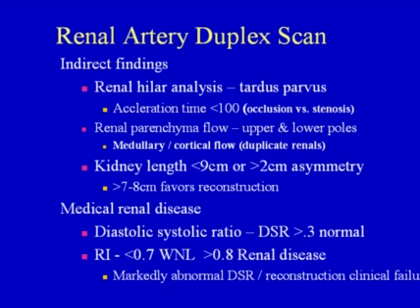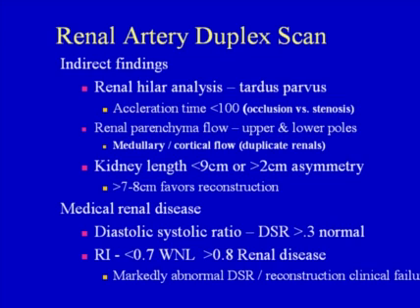Between 8 and 9 is variable depending upon the amount of medical disease present. Now, the identification of medical renal disease is identified by either doing the diastolic systolic ratio or measuring the resistive index. A DSR of greater than 0.3 is considered normal. An RI of less than 0.7 is within normal limits, and greater than 0.8 is consistent with renal disease.